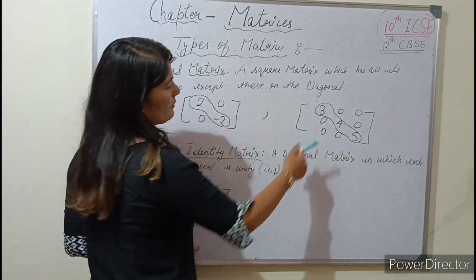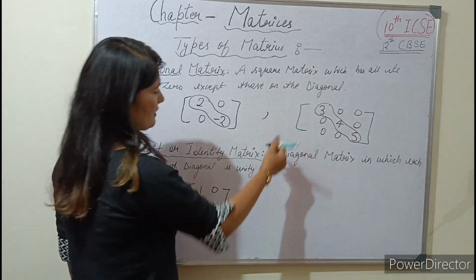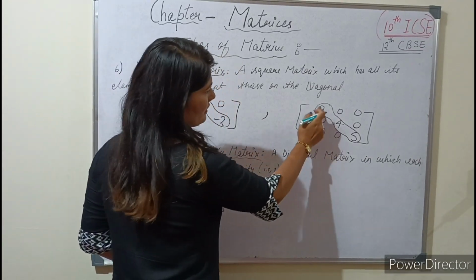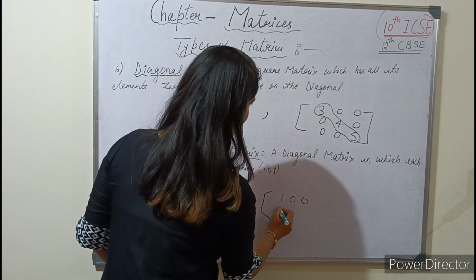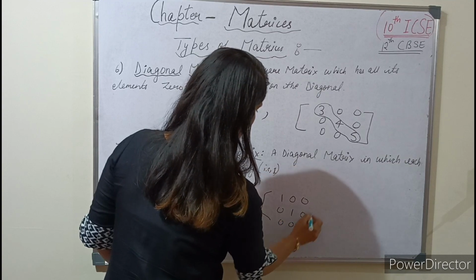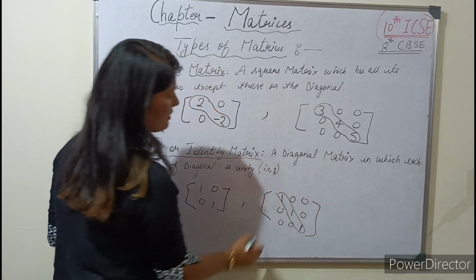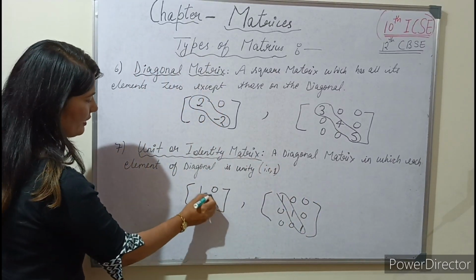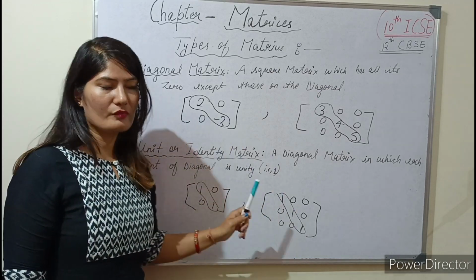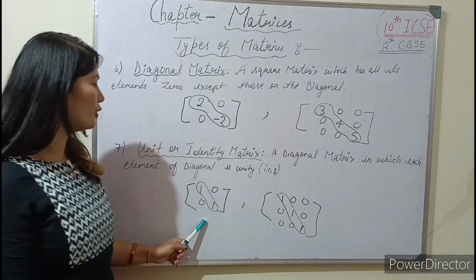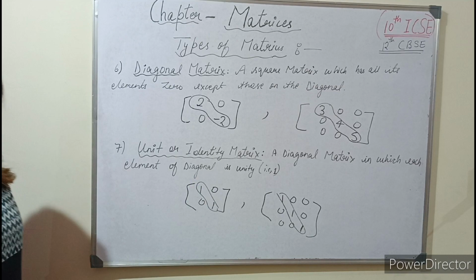Now if I take the same example, because this is a diagonal matrix, but in this case the diagonal elements should be only 1. So here 1, 0, 0. That's all. You can see here these diagonal elements are 1, same here, diagonal elements are 1. So wherever the diagonal elements are always 1, we can say that this type of matrix is known as a unit or identity matrix. So please have a look.